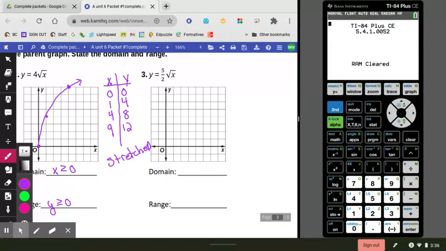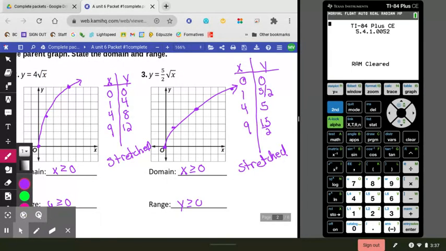Number 3, I want you to pause and try it for yourselves. So I made my table. 0, 0, 1, 5 halves, 4, 5, 9, 15 halves. Plotted. It's stretched again, meaning I'm pulling it up and I'm making it higher, but it's the same pattern. Domain is still x is greater than or equal to 0. Range is still y is greater than or equal to 0.